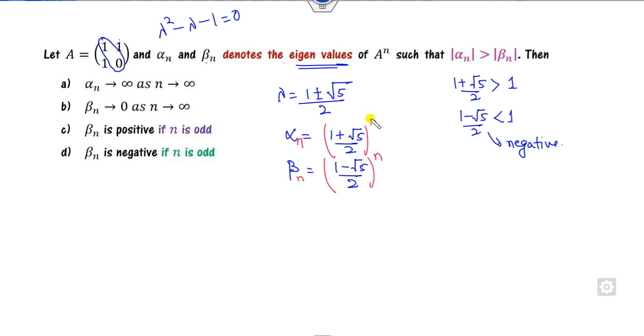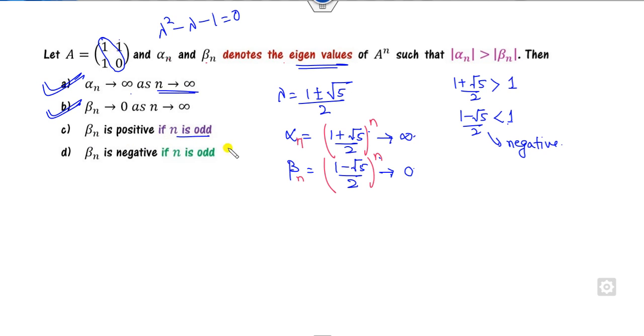Then as n approaches infinity, this number is positive, so it goes to infinity. So this option is correct. And since this number is less than 1 in magnitude, when n goes to infinity, it goes to 0. This is a correct option.